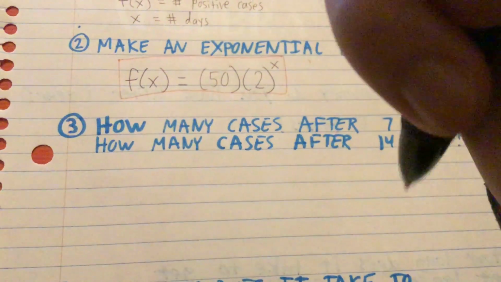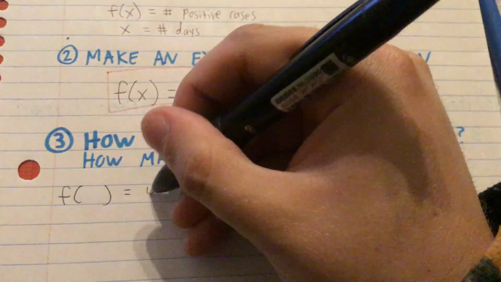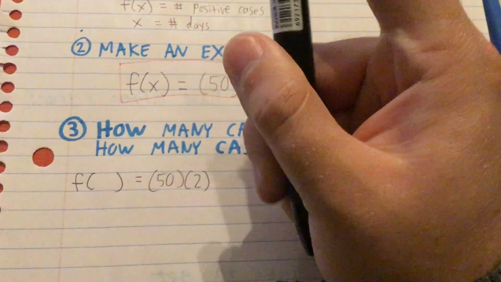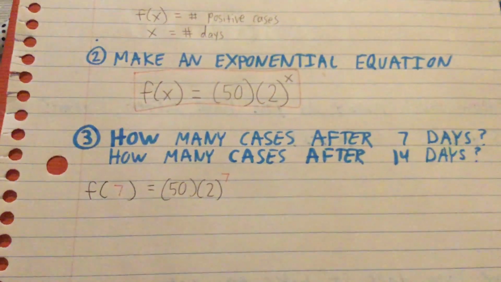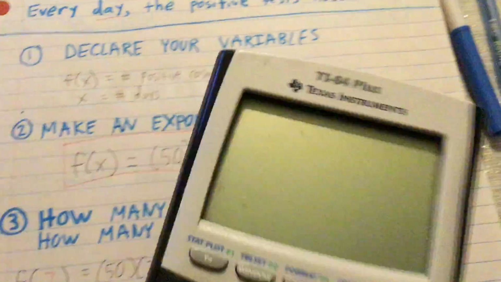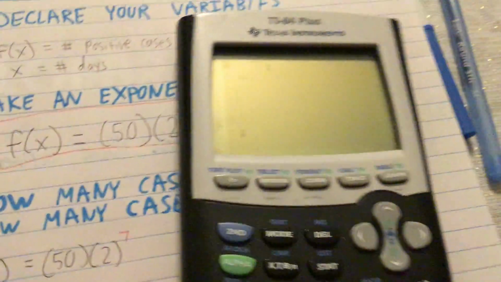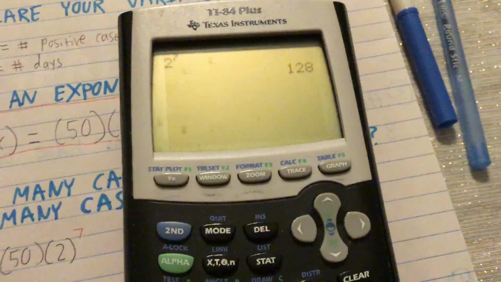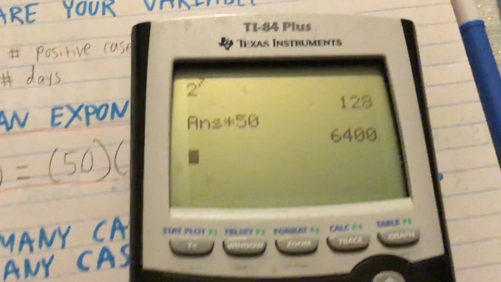So what we basically need to do is f of 7 for 50 times 2 to the x power. So let's plug in x equals 7. Then we pull out our calculator, okay? And yes, the graphing calculator can do PEMDAS. On the one hand, I suppose you could do 2 to the 7th, that's 128, and then times 50. Yeah, that'd be 6,400.